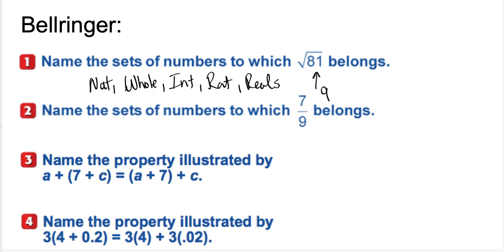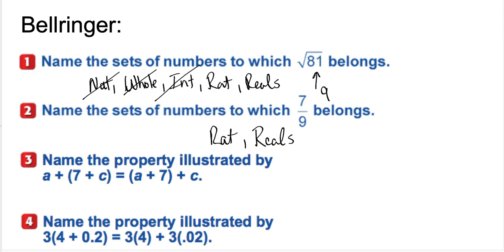Okay, 7/9. All right, so we have a fraction. I'm going to use number 1 to get this answer: that should take out naturals, wholes, and integers, because none of those include decimals or fractions. So that means we have only rationals and reals for that one. So 7/9 belongs to only rationals and reals.